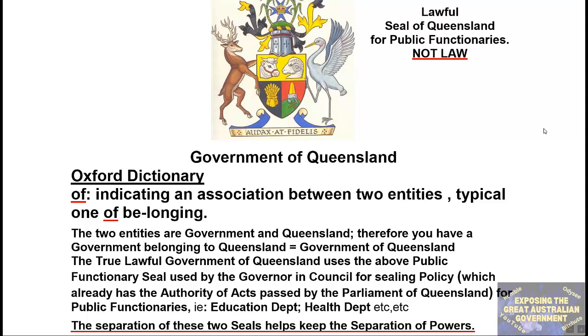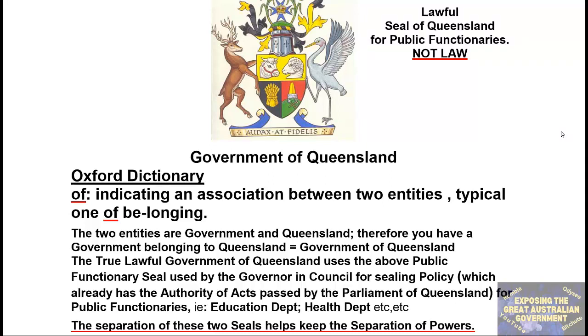Lawful seal of Queensland for public functionaries, not law. Government of Queensland. Oxford Dictionary of, indicating an association between two entities, typically one of belonging. The two entities are government and Queensland. Therefore, you have a government belonging to Queensland, government of Queensland.